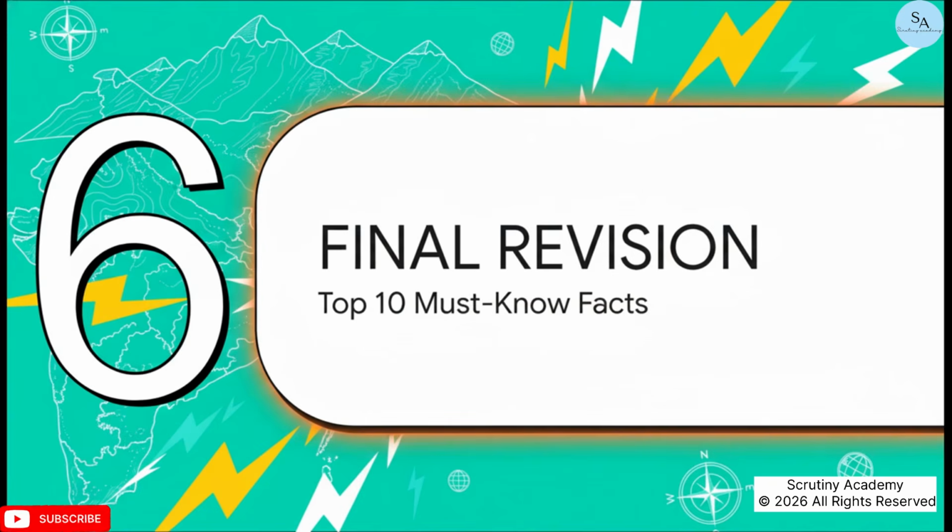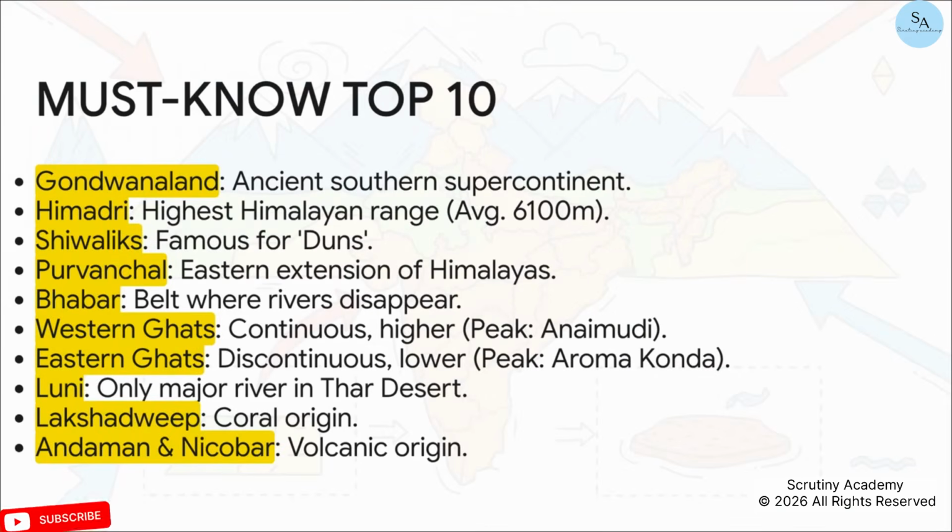All right, this is it, the final rapid-fire round. I'm going to list the top 10 facts that you must have locked in your brain before you even think about walking into that exam hall. Let's go. 1. Gondwanaland, the ancient southern landmass. 2. Himadri, the highest Himalayan range. 3. Shivaliks, famous for duns. 4. Purvanchal, the eastern extension.